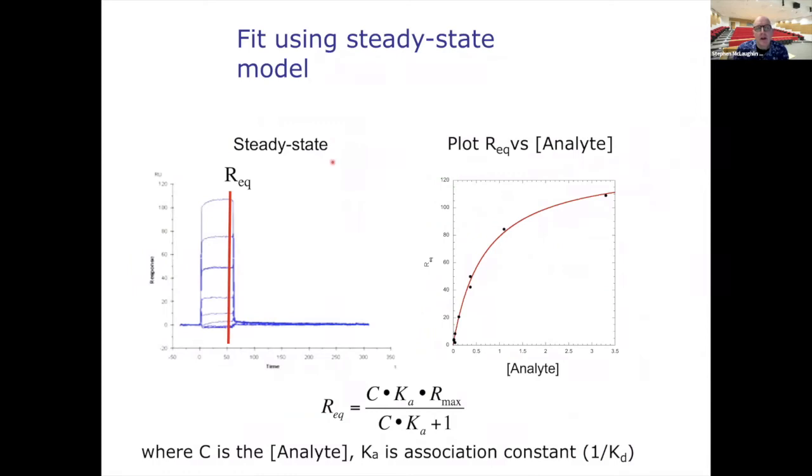Okay, so let's look at binding data. In steady state, we're looking at this equilibrium position where it flattens off. We just take what the response is, plot that against concentration, and then we can fit this to an equation, where this is the concentration of analyte, this is the maximum response that we got, and this is the association constant, which is then just 1 over the association constant.